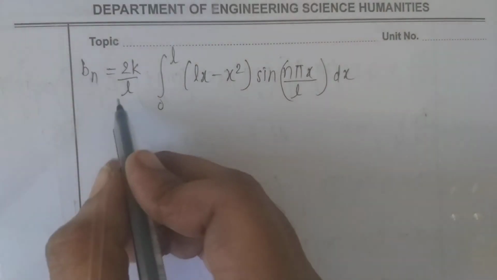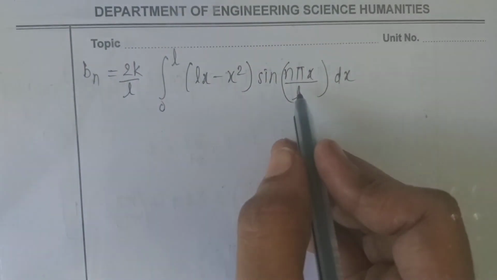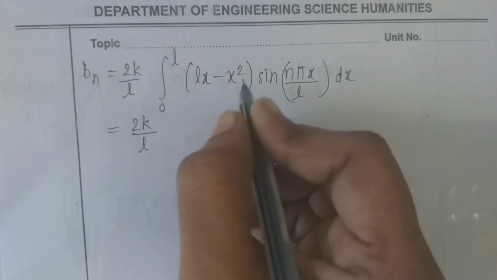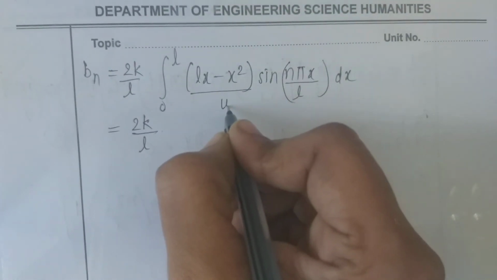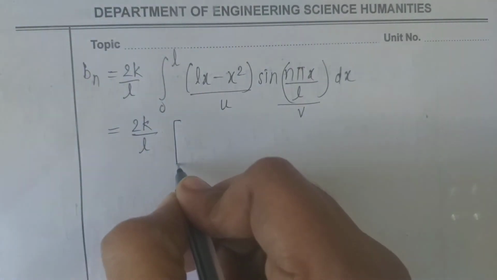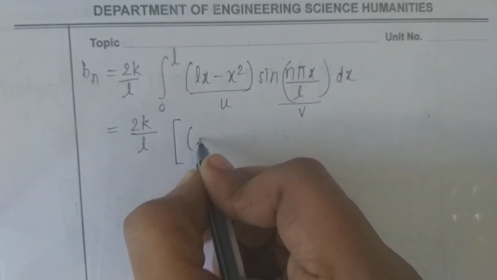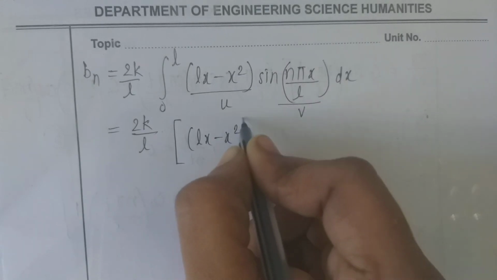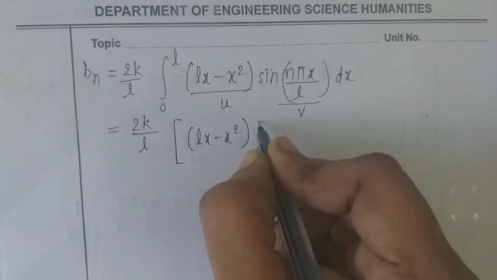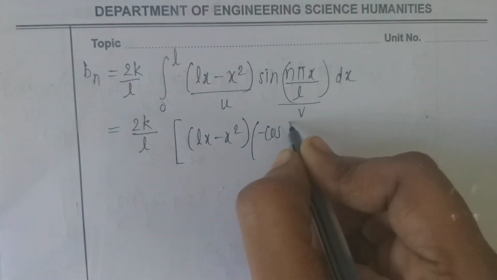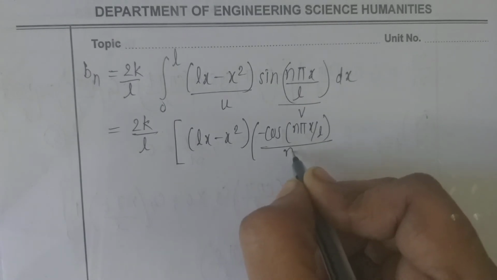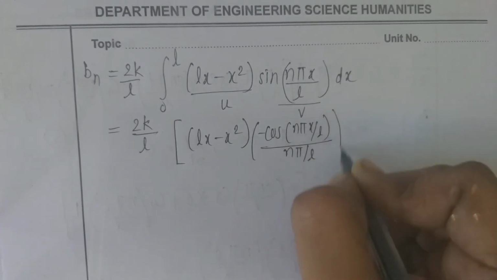So here to find out Bn, we use the integration by parts rule. So it is equal to 2k by L outside. In the integration by parts rule, this is the first function u and this is the other function v. So we use the generalized rule here. First function, that is Lx minus x square, as it is, into the integration of sine, which is minus cos of n pi x by L divided by n pi by L.